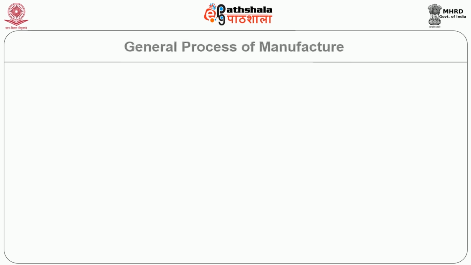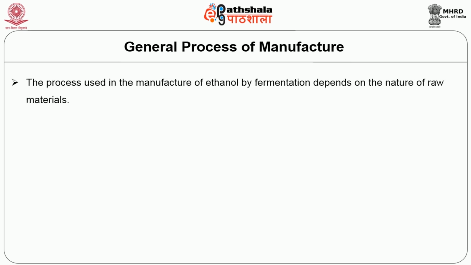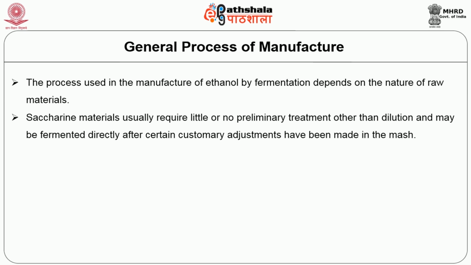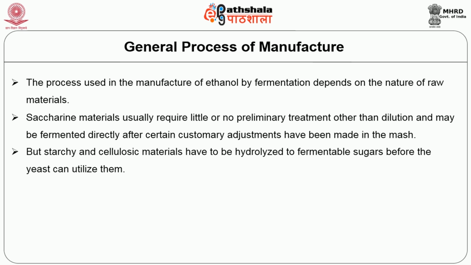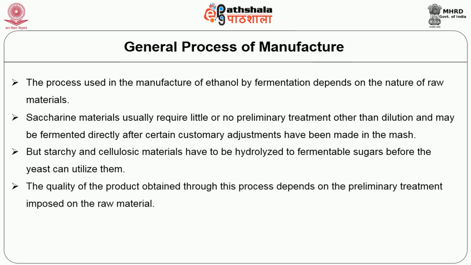We shall see the general process of manufacture now. The process used in the manufacture of ethanol by fermentation depends on the nature of the raw materials. Saccharine materials usually require little or no preliminary treatment other than dilution and may be fermented directly after certain customary adjustments have been made in the mash. But starchy and cellulosic materials have to be hydrolyzed to fermentable sugars before the yeast can utilize them. The quality of the product obtained through this process depends on the preliminary treatment imposed on the raw material.